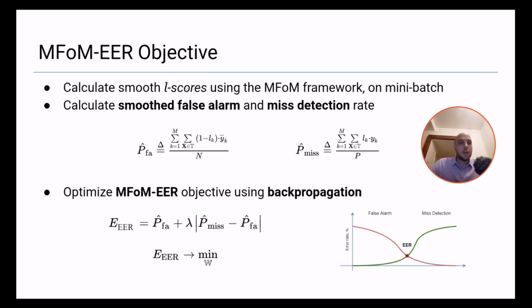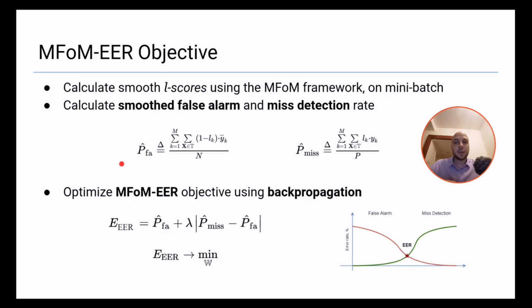Finally, we introduce the core of this work: maximal figure of merit with equal error rate objective, which is cost-sensitive optimization. We calculate smooth L-scores using the MFOM framework, which we described before, and we calculate these L-scores on each mini batch of samples. Then we calculate smooth false alarm and misdetection based on these L-scores.